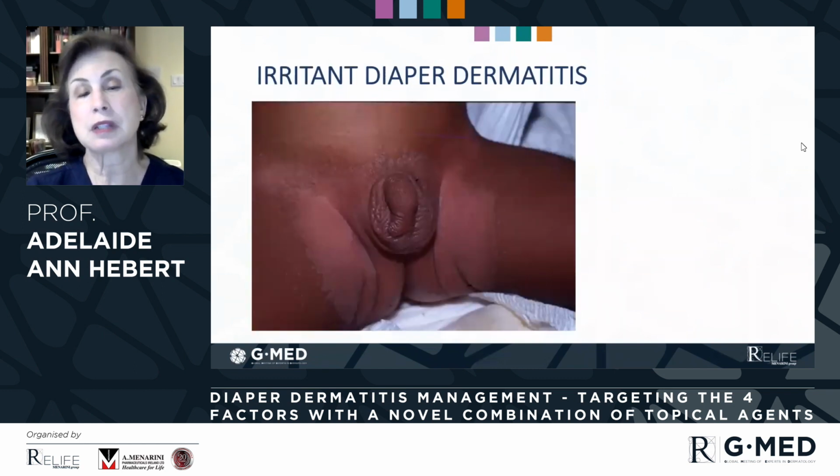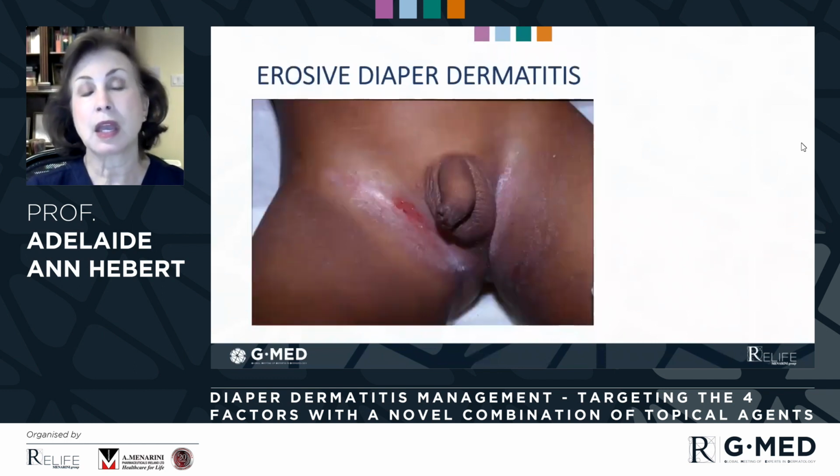And irritant diaper dermatitis can appear as such. The skin is red, slightly superficially denuded and scaly. And here is erosive diaper dermatitis, which can certainly occur if the diaper is too tight, left on too long, or if alcohol-containing diaper wipes are applied to this area.